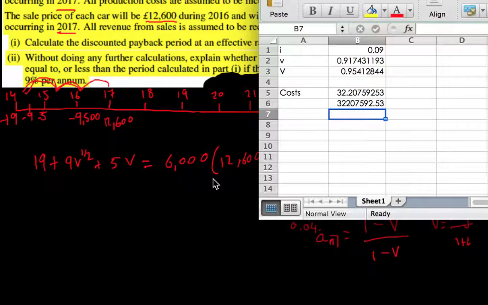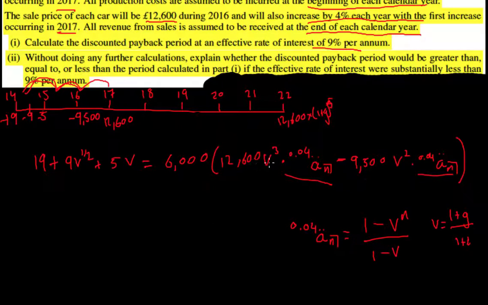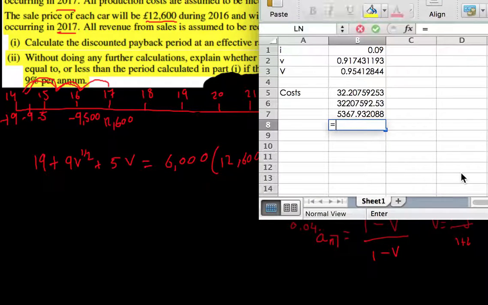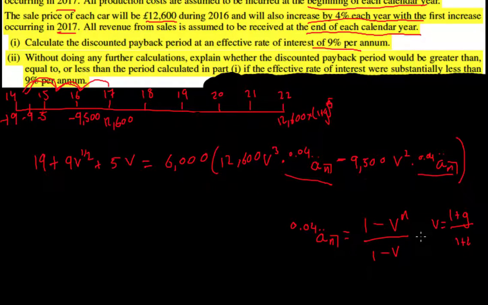And now we can start solving for n. So we'll take that and we'll divide that by 6,000, get rid of this bit, and then we're going to take this amount here and we're going to divide it by 12,600 times v to the 3 minus 9,500 times v to the 2 and take out this annuity as a common factor. So that's going to be equal to this amount divided by 12,600 times v to the power of 3 minus 9,500 times v to the power of 2. And there we go, we have some number over here, and this bit is equal to our growth annuity.